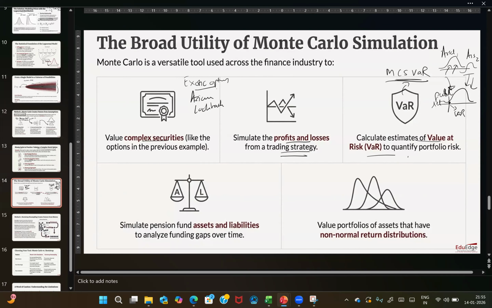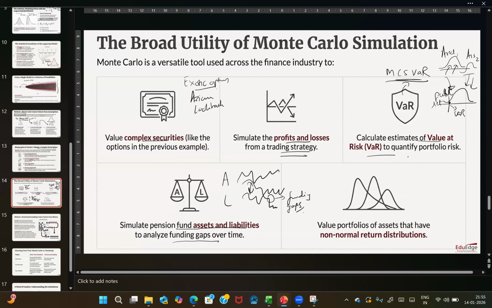It is used to simulate pension fund assets and liabilities to analyze funding gaps over time. So your assets and liabilities are going to fluctuate. And it's possible that sometimes the assets can fall below liabilities, creating a funding gap. So in order to simulate these funding gaps and analyze them over a period of time, especially over stressed events, we could also use Monte Carlo simulations there.